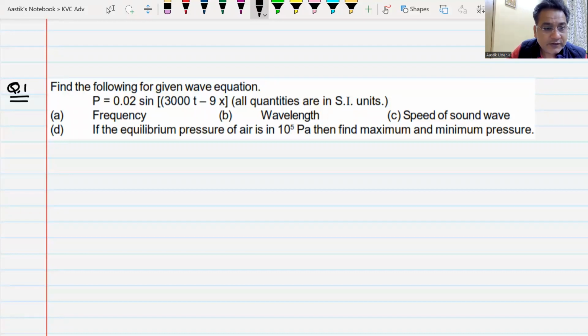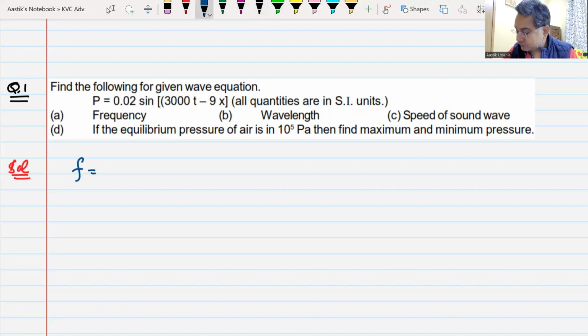So how do we solve this question? This is the easiest question in the entire universe. First answers first. How do you get the frequency? Omega by 2 pi. Omega is 3000. 3000 divided by 2 pi. That is your first answer.